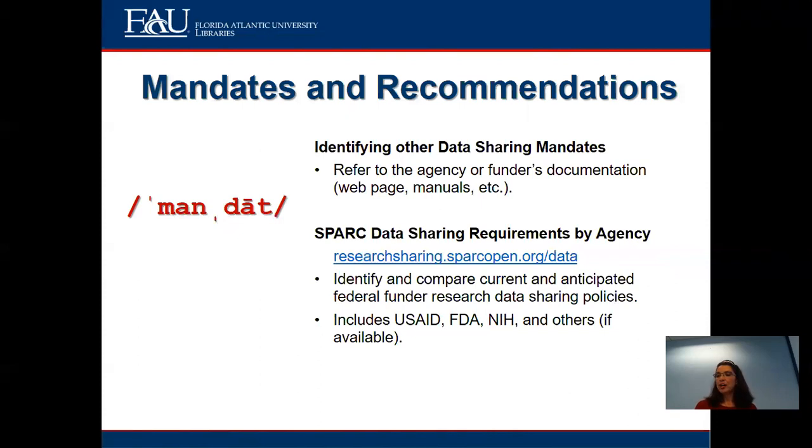SPARC has a page called Data Sharing Requirements by Agency, and that's where they have links to the various major funders. That's to help you identify and compare current and anticipated data sharing policies. And like I said, it also includes other funders like USAID, which does a lot of international work, the Food and Drug Administration, and others. I'll go to that page. We can see that.